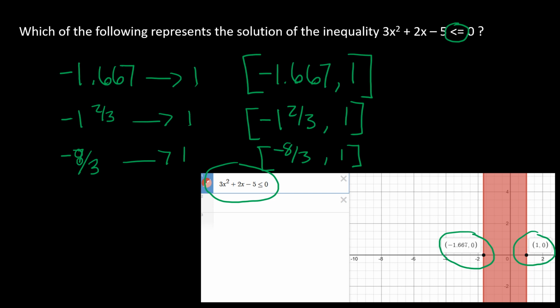Okay. And I apologize, I'm just realizing this is not an 8, this should be a 5. But nonetheless, you guys get the idea.